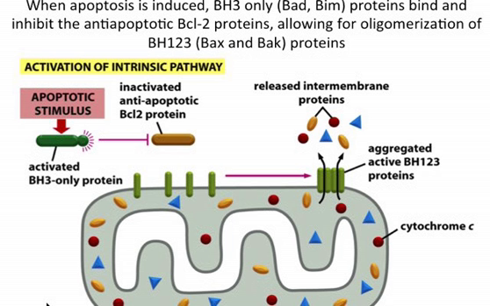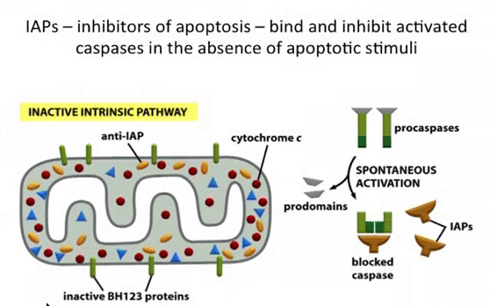Okay, let's pull this up. Okay, so then there are the IAPs, inhibitors of apoptosis. They do exactly that. They bind and inhibit activated caspases. So let's say you have caspases that just become activated spontaneously. This can happen. There's a way to prevent that from triggering apoptosis when it's not supposed to happen. And these are IAPs.